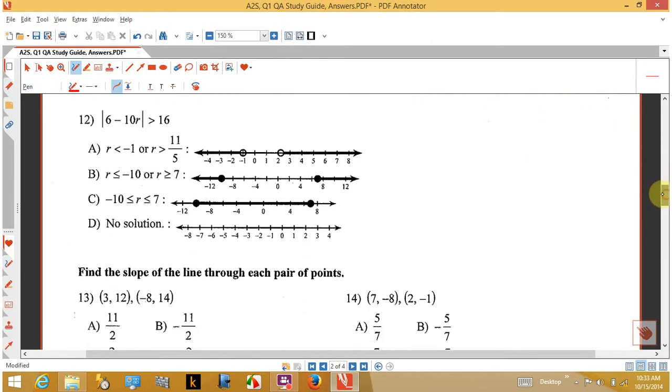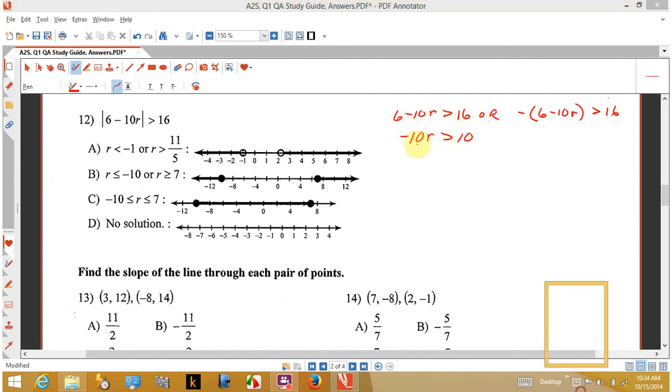Okay, splitting this up into two equations. Again, this will be an or because it's a greater than. I have 6 minus 10r is greater than 16, or a negative of 6 minus 10r is greater than 16. Working on the left side, I'm going to subtract 6 from both sides. So subtract 6, I get negative 10r is greater than 10. Let's go ahead and work that out, dividing both sides by negative 10. Now remember, when I divide by a negative, I'm going to have to switch the sign. So I have r is less than negative 1.